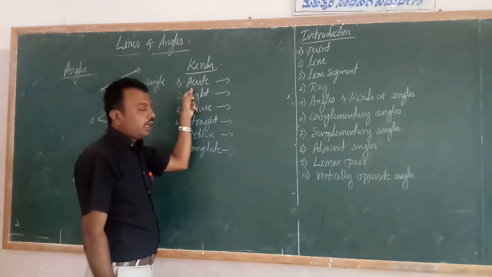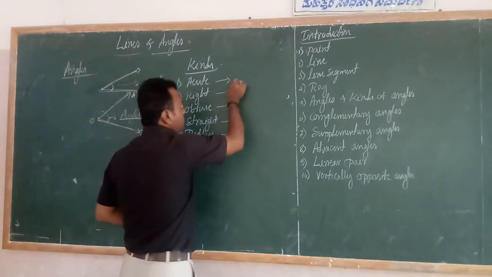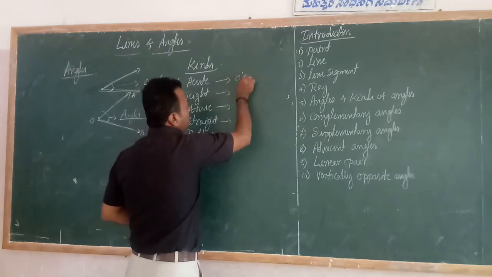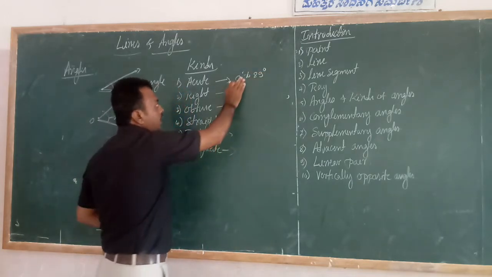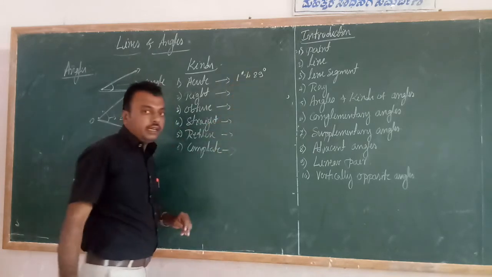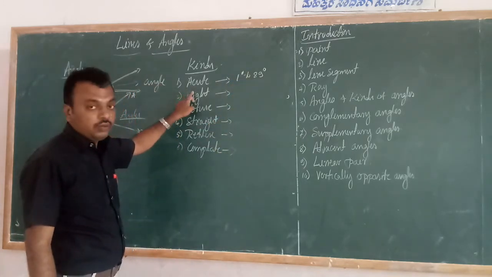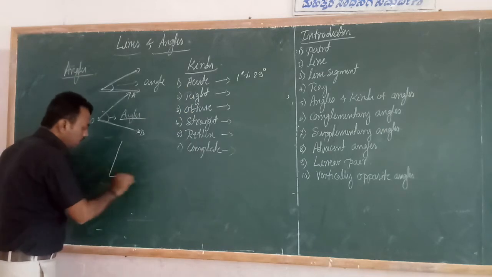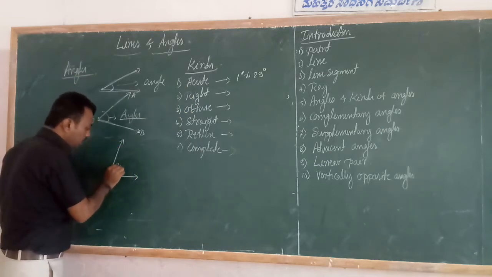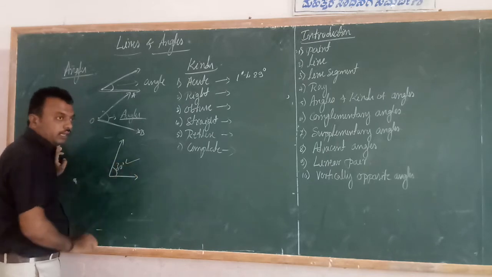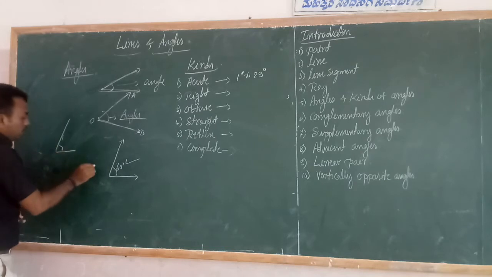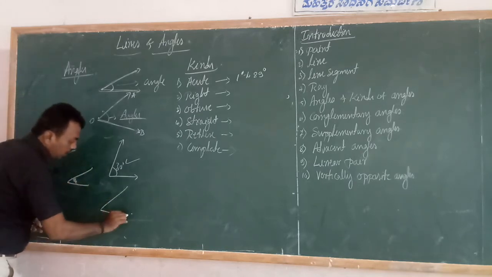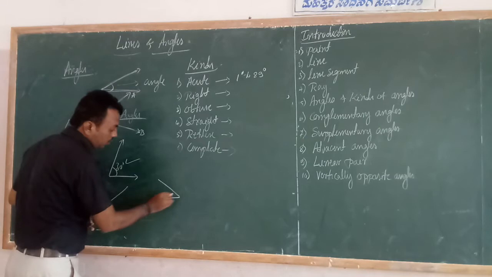So what do you mean by acute angle? Acute angles mean, see students, the angle measures from 1 degree to 89 degrees. Then we call it an acute angle. For example, this is 30 degrees, so this is an acute angle. Like this only it will come as an acute angle. Otherwise like this or like this also acute angle.